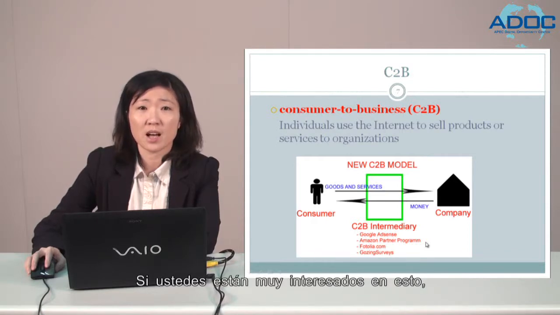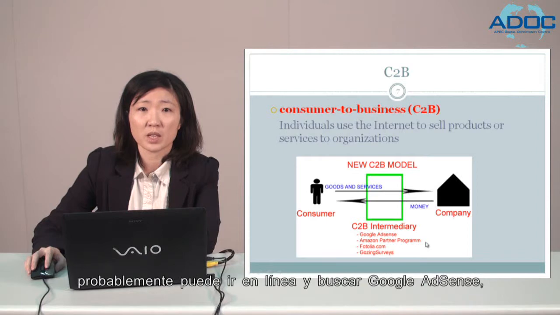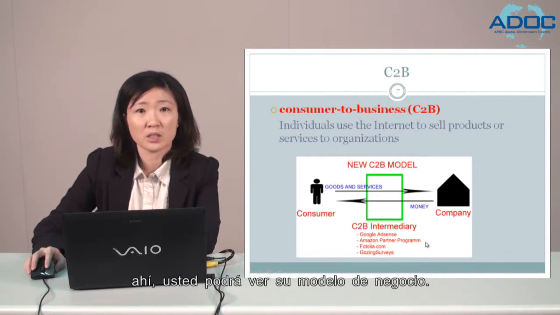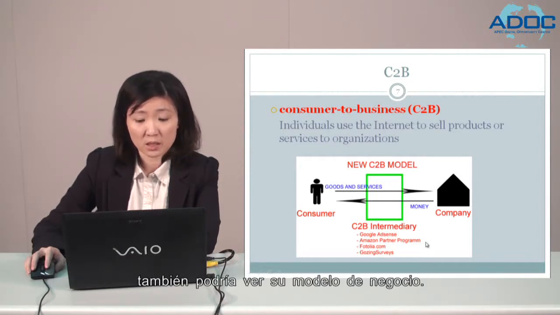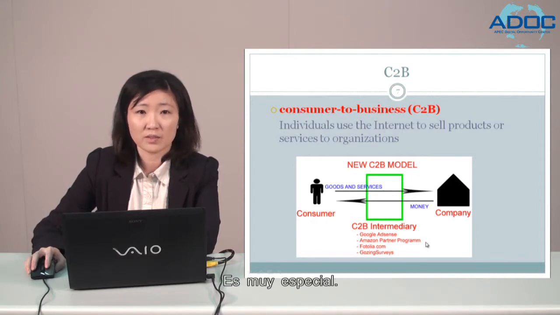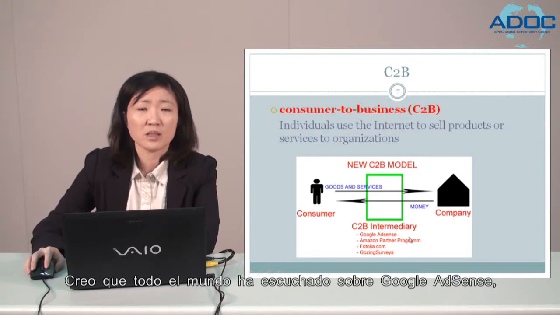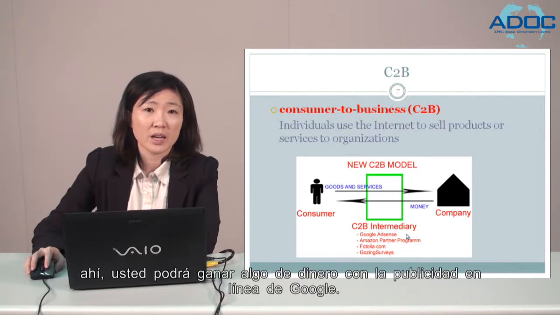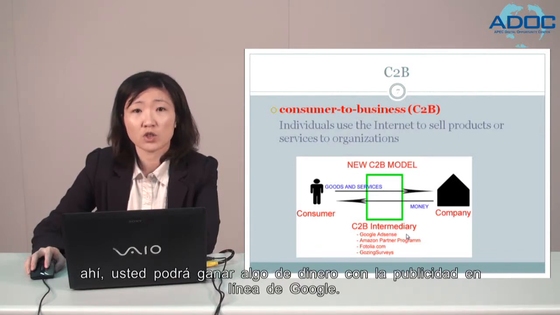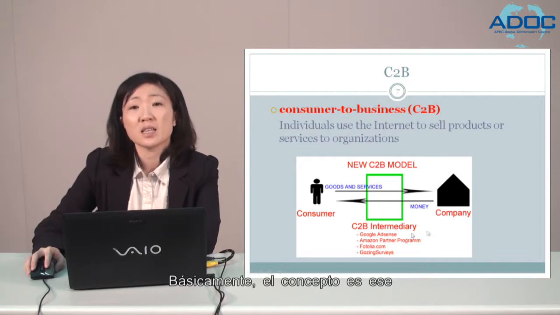If you are very interested in this, you can go online and search Google AdSense. You can see its business model, and you can search for Amazon Partner Program, and also you can see its business model. It's very special. It's a C2B. I think everyone knows Google AdSense. You can put Google AdSense on your web, and you can earn some online advertising money from Google. Basically, the concept is like this.